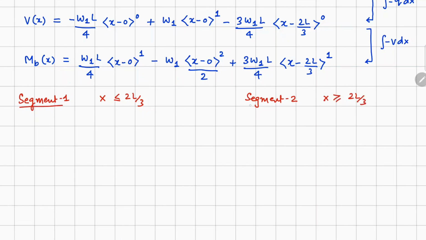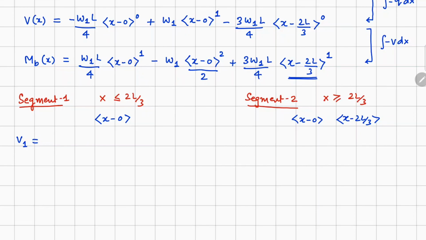So looking at your singularity functions there, when we have x less than 2L over 3, your x minus 0 will give you a positive, but x minus 2L over 3 will give you a negative. So we will not consider it on this side. On this side, both x minus 0 and x minus 2L over 3 are going to give you a positive number, so we are going to consider both of them there. Let's evaluate your V1 value based on this.